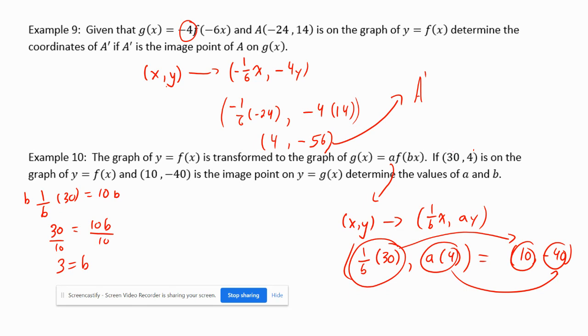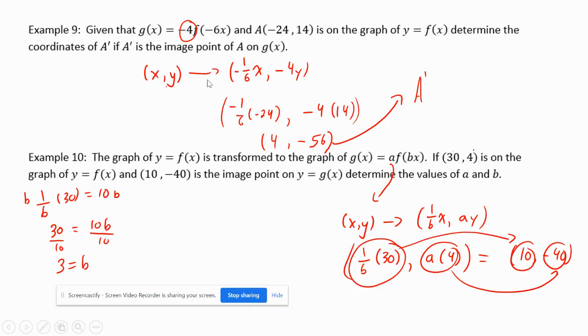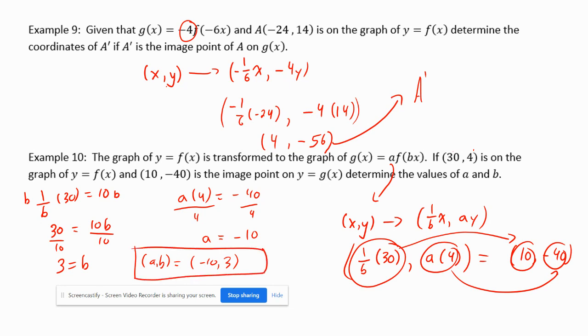Done. Over here, I have a times 4 equals -40. If I divide both sides by 4, I get a equals -10. Okay, so over here, what do we get? We get (a, b) equals (-10, 3). I'm going to write this as an ordered pair like this, and my answer is done like that.